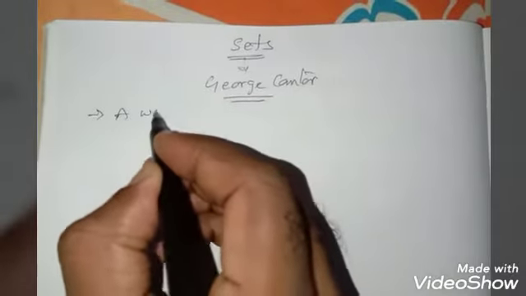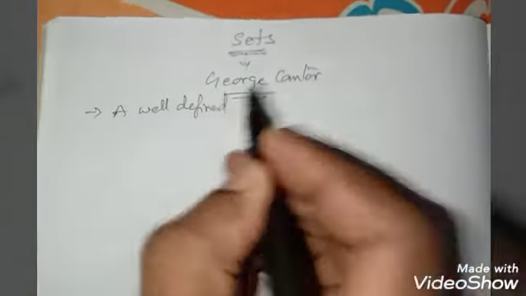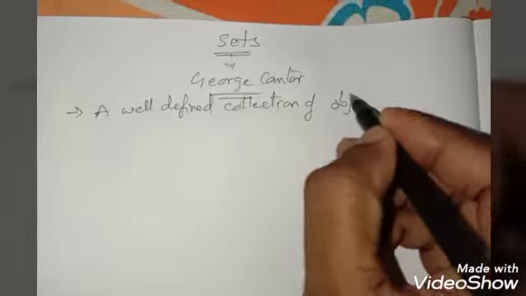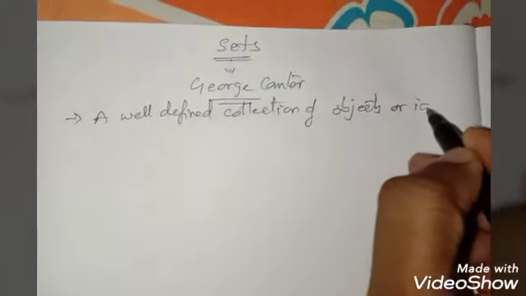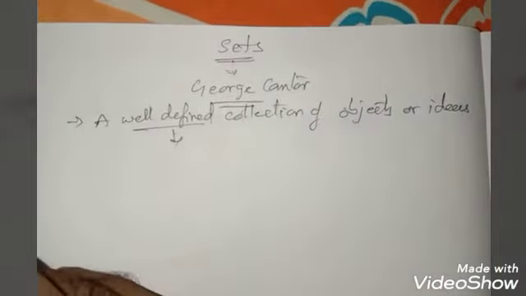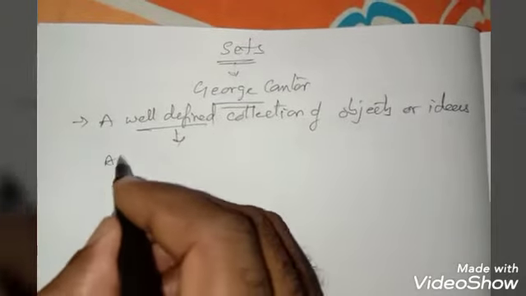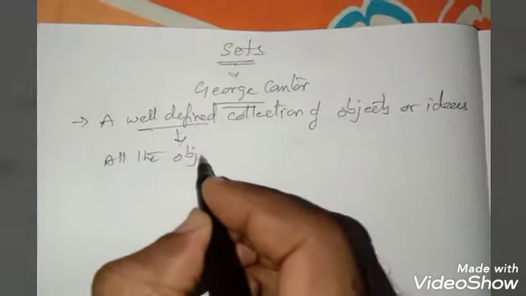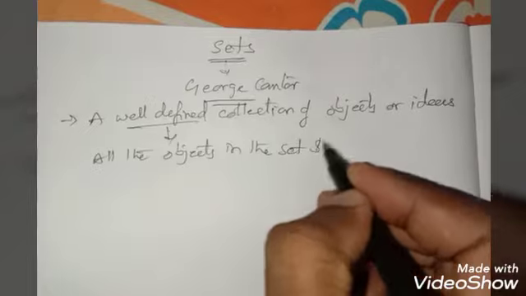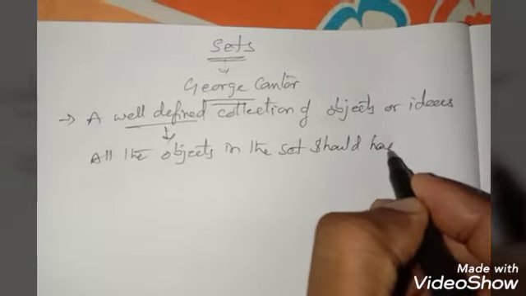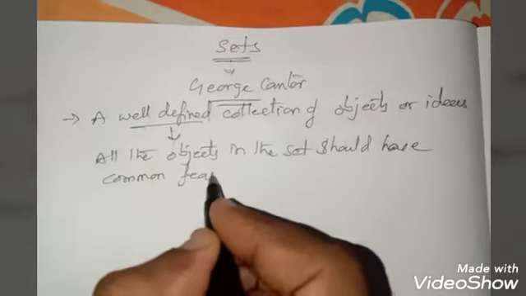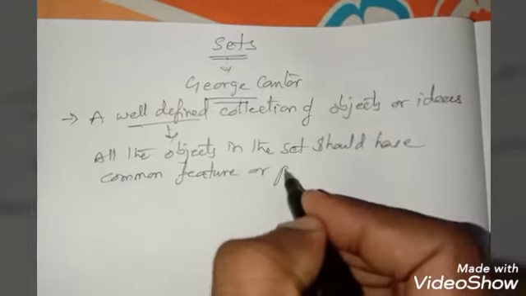A set is a well-defined collection of objects or ideas. Now what is well-defined? Well-defined means all the objects in the set should have a common feature or property.